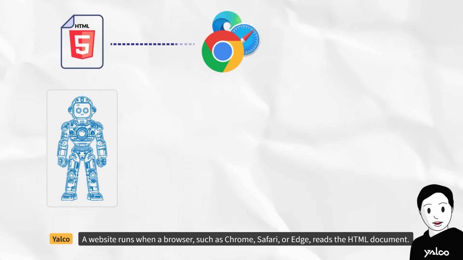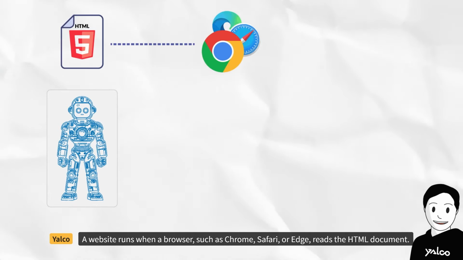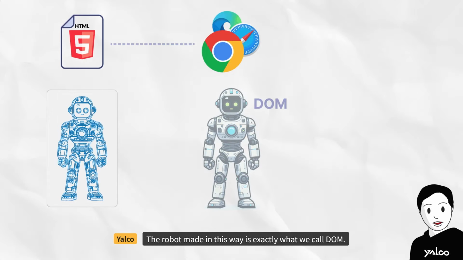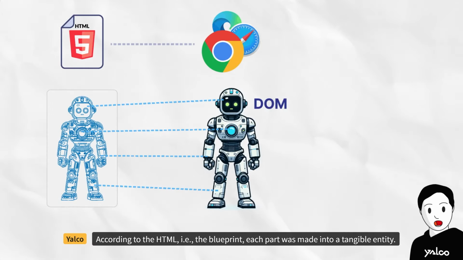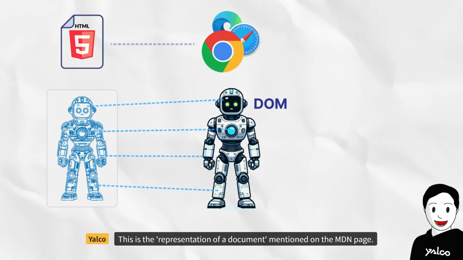A website runs when a browser, such as Chrome, Safari, or Edge, reads the HTML document. The browser is like a factory. It receives this blueprint written in HTML and creates a robot. The robot made in this way is exactly what we call DOM. According to the HTML, the blueprint, each part was made into a tangible entity. This is the representation of a document mentioned on the MDN page.